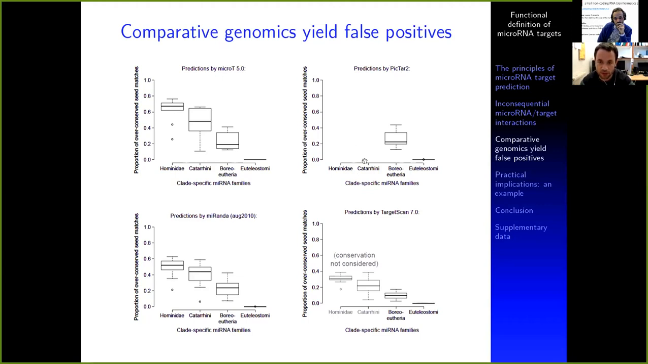In fact, some programs even probably notice the problem, and so they don't even bother to predict targets for the least conserved microRNAs, or they predict the targets but without using conservation. That's the case for TargetScan, for example.